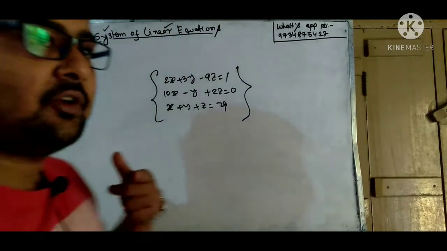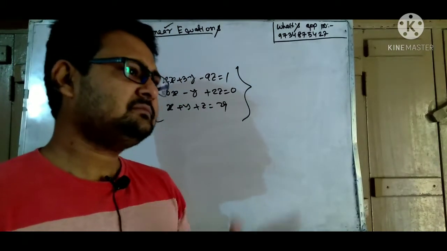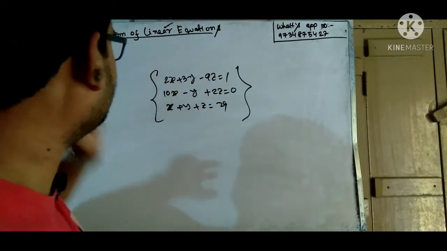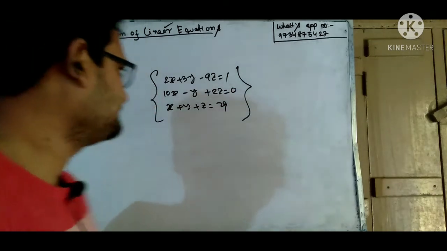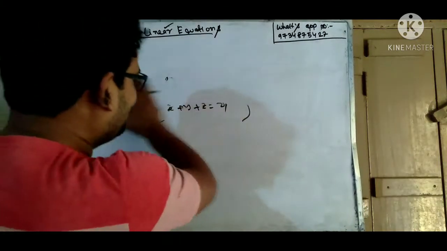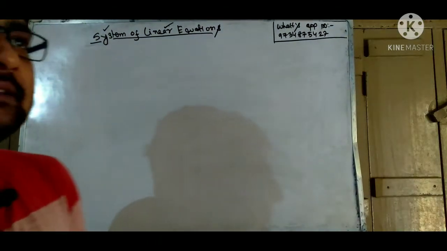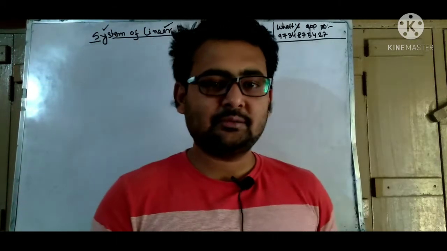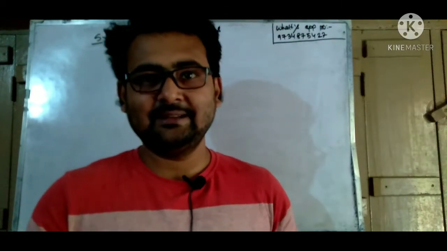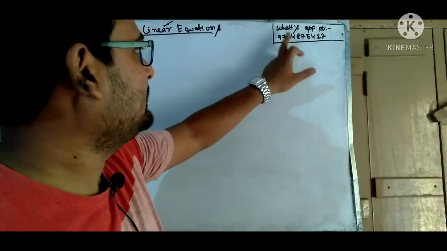Clear? If linear equations occur more than once at a time, then this type of equations are together called the system of linear equations. Clear? So, I hope you all understand. Now, in this chapter we will discuss how to solve such type of linear equations. That means when more than one linear equations are given, we have to solve the system of linear equations in this chapter. Clear?